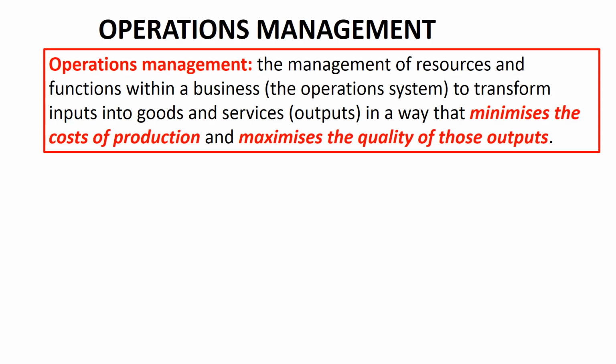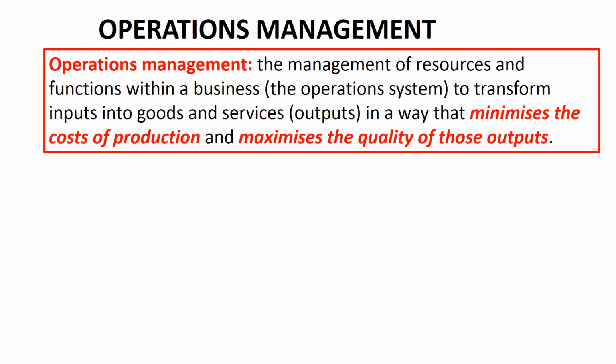Our learning intention refers to the concept of operations management. Operations management is the management of resources and functions within a business, that is the operations system, to transform inputs into goods and services, that is outputs, in a way that minimises the costs of production and maximises the quality of those outputs. Look down the left-hand side of your vocabulary sheets, find the term operations management and write this definition in there. Once you've done that, highlight the words in red, bold, italicised type, and if you're ever required to define or describe operations management, make sure that you include the highlighted words in your definition or description.